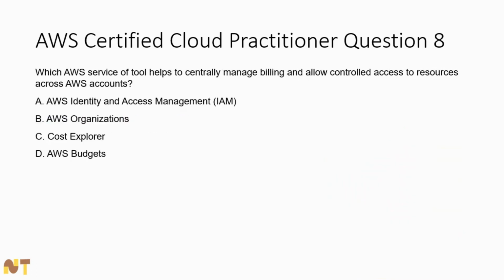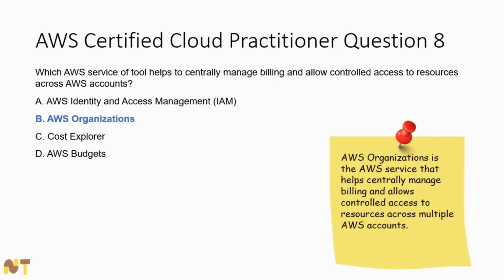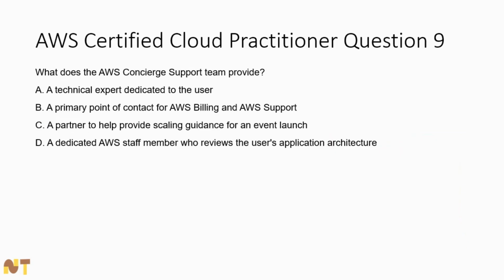Which AWS service or tool helps to centrally manage billing and allow controlled access to resources across AWS accounts? Options are A. AWS Identity and Access Management, B. AWS Organizations, C. Cost Explorer, and D. AWS Budgets. Correct answer here is B. AWS Organizations. It is a service that helps centrally manage billing and allow controlled access to the resources across multiple AWS accounts. So, the correct answer is B. AWS Organizations. Here is the next question.